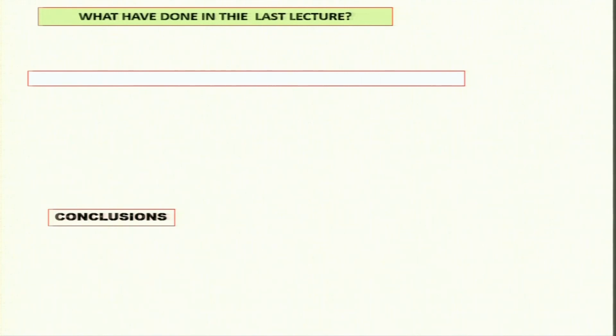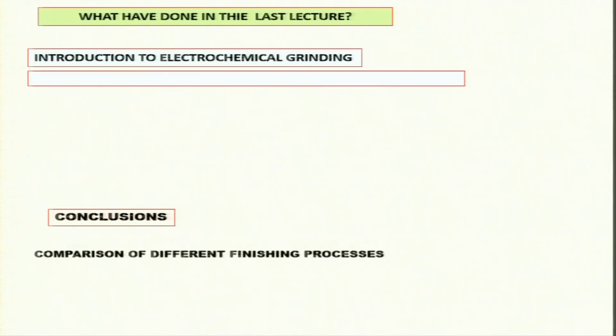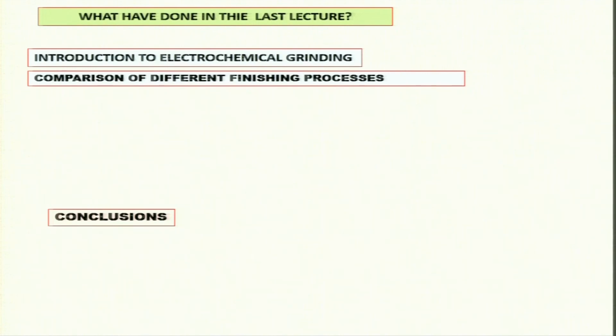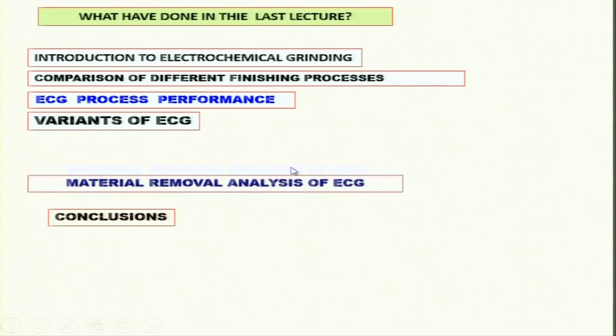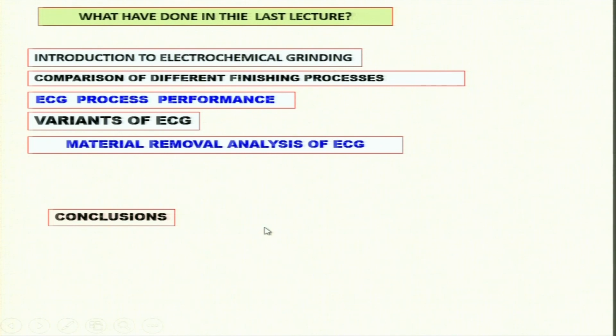What we have done in the last lecture on electrochemical grinding: introduction to electrochemical grinding, where I introduced the working principle of electrochemical grinding, and compared conventional grinding and electrochemical grinding. Then comparison of the different processes, that is conventional and electrochemical grinding process performance, effect on material removal rate, tolerances, etc. Variants of ECG, 4 different variants of ECG I had explained to you. Then material removal analysis of ECG was also discussed to some extent, because I have already discussed in detail in electrochemical machining, so I am not repeating it.